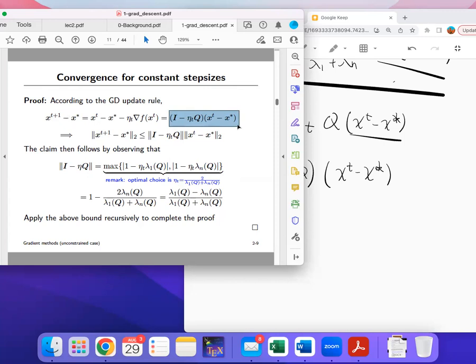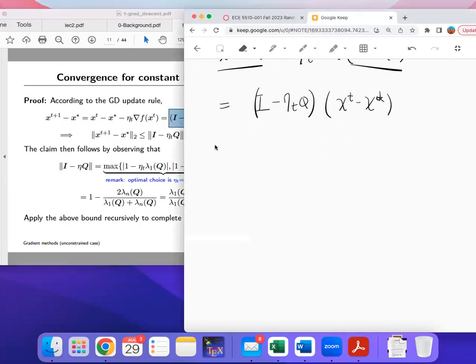On the left-hand side, I get the L2 norm, and this equals the L2 norm of the right-hand side. So we have the L2 norm of x_{t+1} minus x star, which equals the right-hand side. Because this is a matrix and this is a vector, the matrix-vector multiplication gives you a vector, and I can evaluate the L2 norm of that vector.